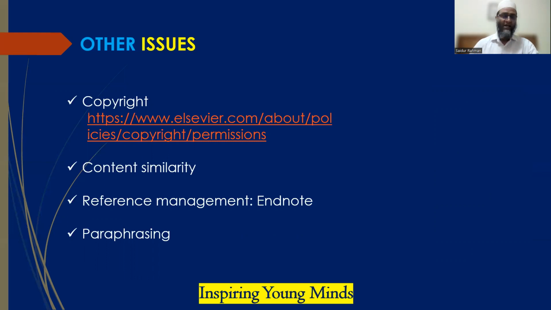Content similarity, of course, you are taking from other sources, so you have to be very careful how much content similarity there is. This can be checked by iThenticate or Turnitin. Okay, so normally it should be less than 1%.